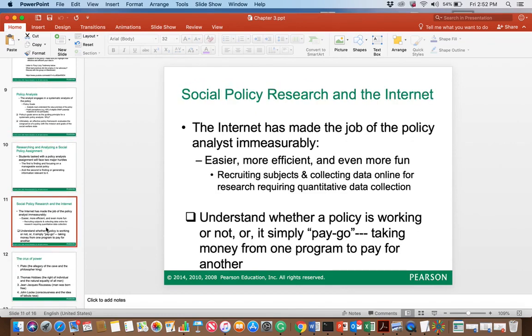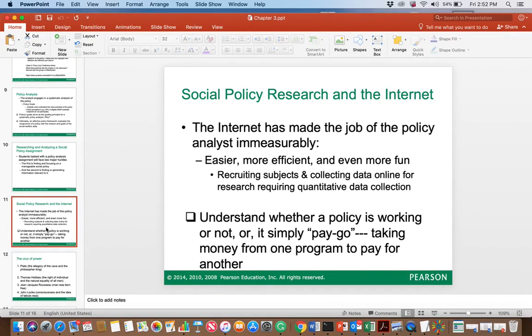Again, as I said earlier, social policy research and the internet have become big things. It's easier, it's more efficient, even more fun. We can recruit subjects, we can collect data online, we can do quantitative data online, but again, with more information, it just creates more problems. So understand whether policy is working or not. It's simply pay-go.